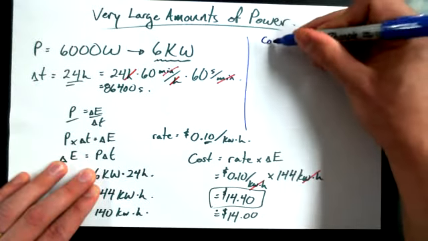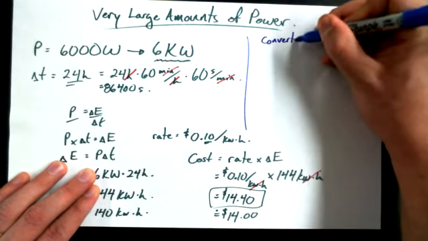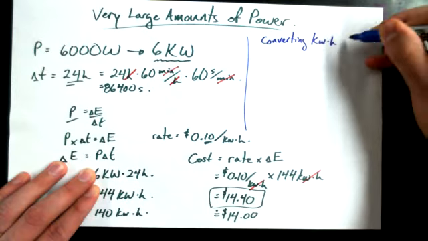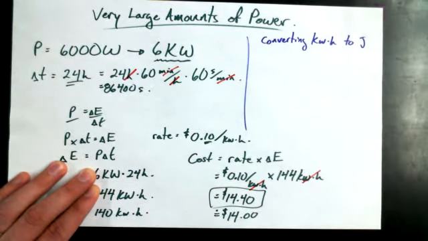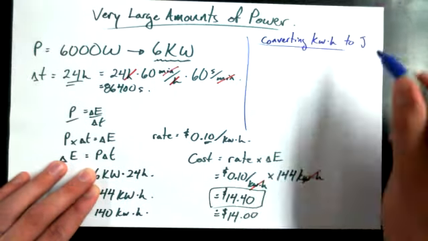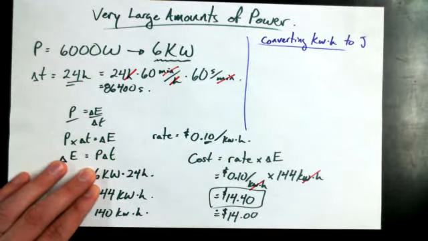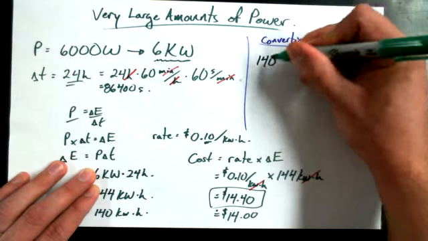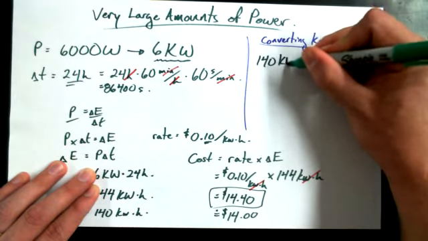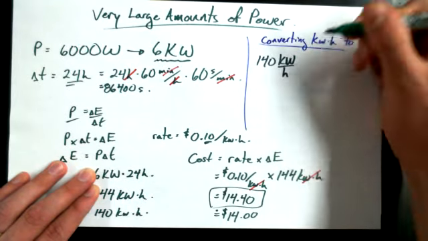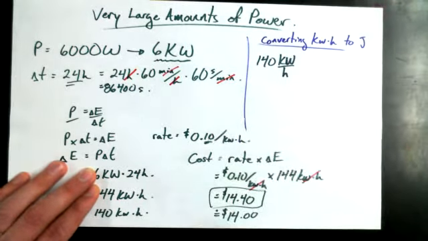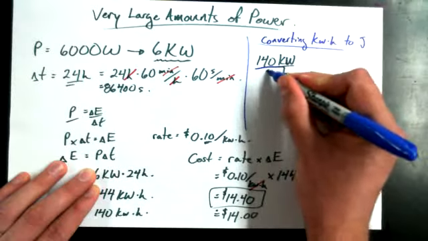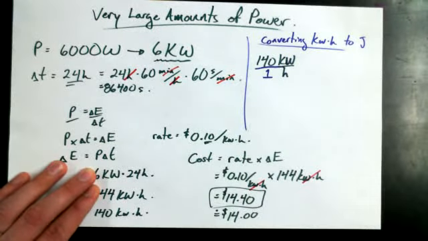Here's the subtopic: converting kilowatt hours to joules. We could definitely do it. So 140 kilowatt hours is really what this means. I could say that's 140 kilowatts per hour, and that's the same as saying 140 kilowatts in 1 hour. Same. Okay?